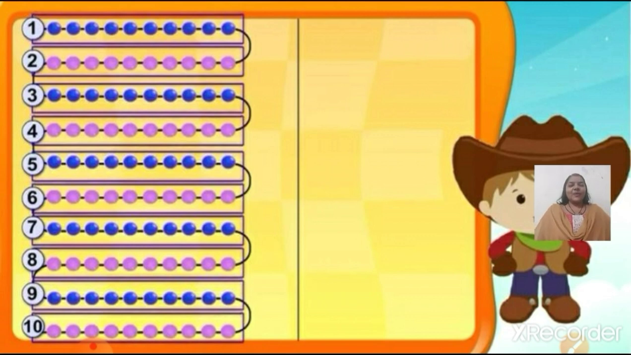Now children, look at the next picture. Here we can see beads in a string. Okay, if you see the first number string, blue color one, there are total 10 beads. So here again 10 beads make 1 ten. Below you can see number 2, there are also 10 beads.